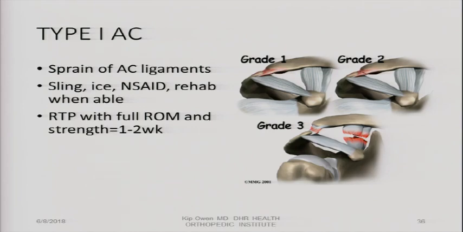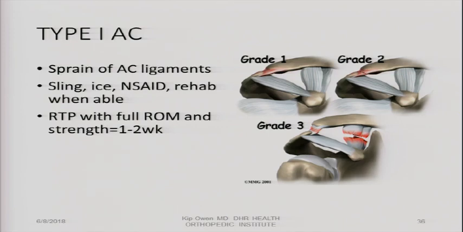So I've already described a type 1, just a pictorial reminder. Type 1 occurs partial injury at the capsule. Type 2 is a complete tear at the capsule, and a type 3 also involves the CC ligaments. For a type 1, I would typically expect an athlete to be able to return to play in 1 to 2 weeks. They're treated with a sling, ice, early rehab. When they can tolerate the pain, they can play.